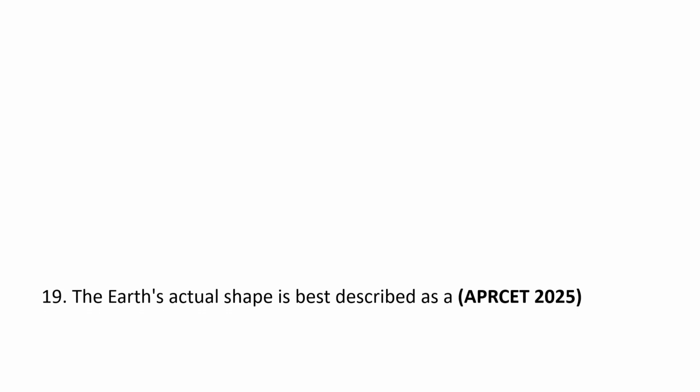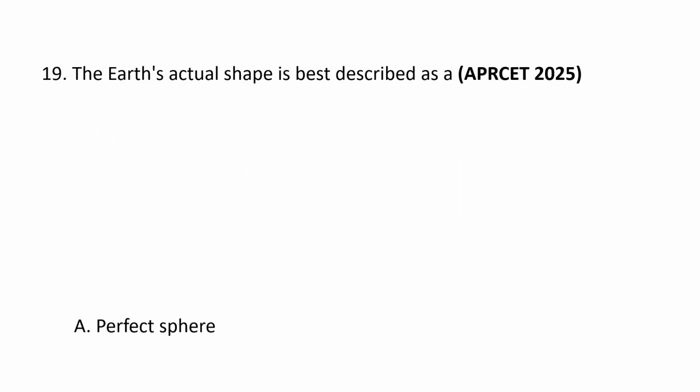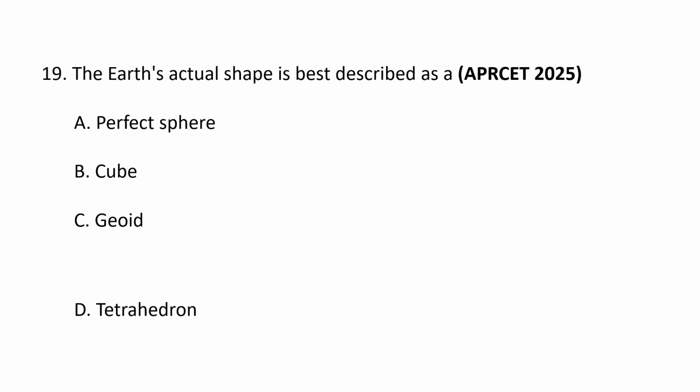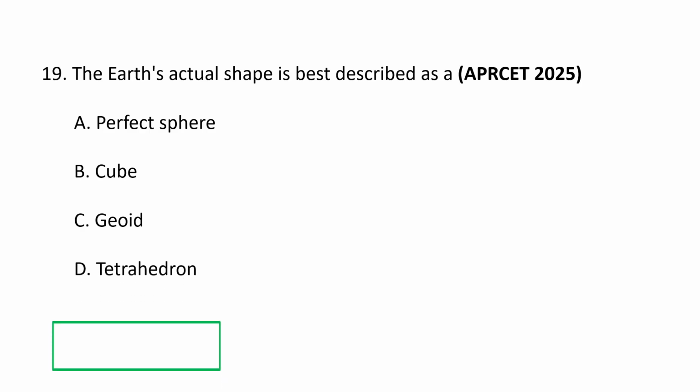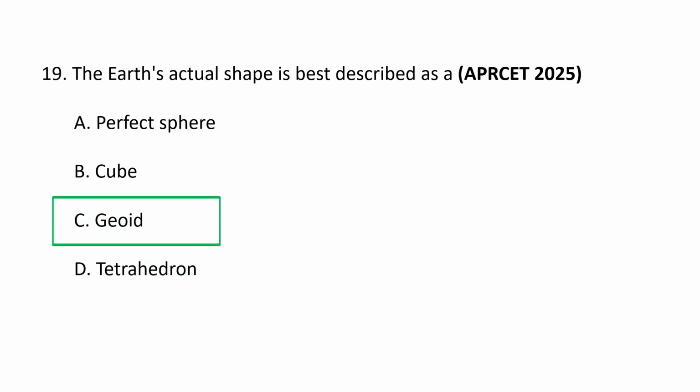Next question. The Earth's actual shape is best described as A. Perfect sphere, B. Cube, C. Geoid, and D. Tetrahedron. The Earth's actual shape is best described as a geoid, meaning that it is slightly flattened at the poles and bulges at the equator due to its rotation. The term oblate spheroid captures this shape, as it is nearly a sphere but not a perfect one. The geoid is the term to describe the irregular earth-like shape, which is constantly changing due to factors like tectonic shifts and seismic events.